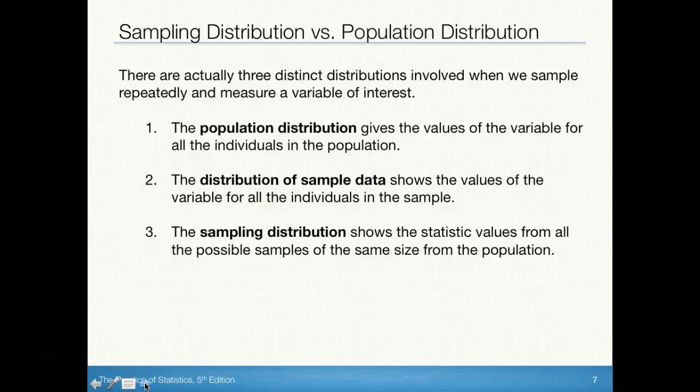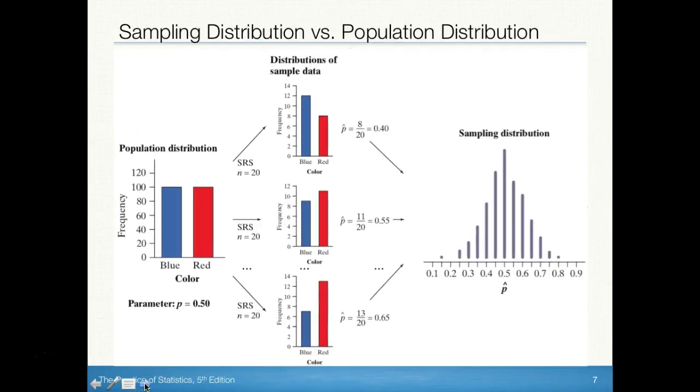So there's 3 different distributions that we need to think about here. The population distribution is the original distribution that we're trying to estimate the mean or the proportion for. Then we take one sample and we have a distribution for that sample. And then we have the sampling distribution, which is based on all possible samples of the same size from that population. This idea is somewhat hard to get around unless we have a picture to look at. So let's take a look at a picture.